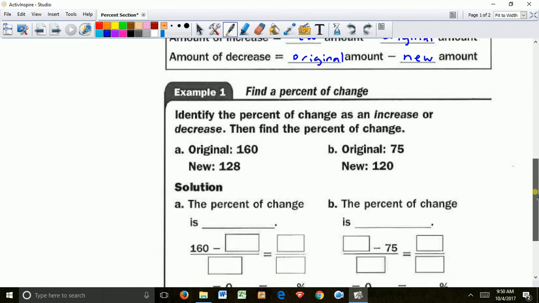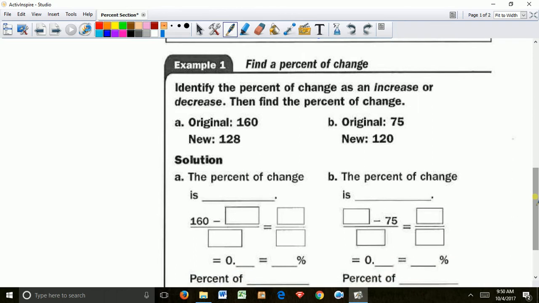So in example 1, we're trying to find a percent of change. Here we identify the percent of change as an increase or decrease, and then find the percent of change. In part A, the original is 160, the new is 128. Going from 160 to 128 represents a decrease. So here we take 160 minus 128 divided by the original amount, which is 160.